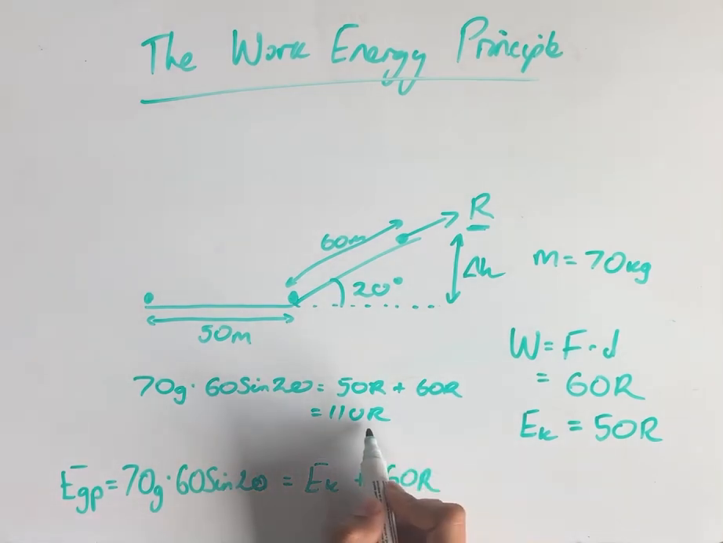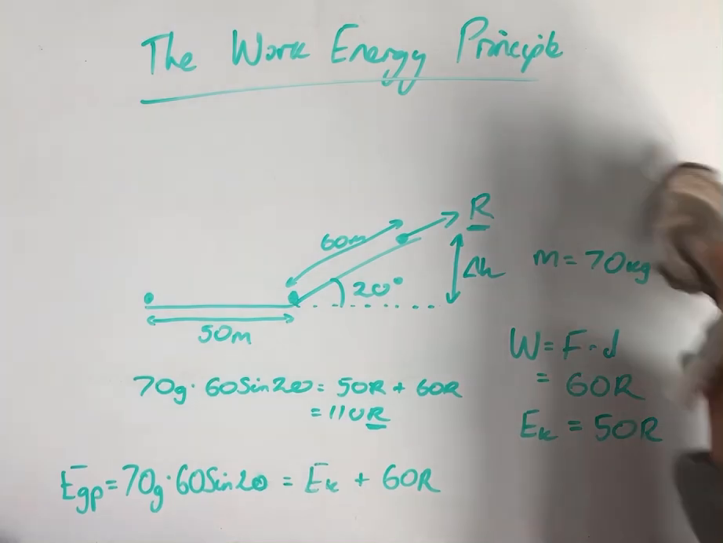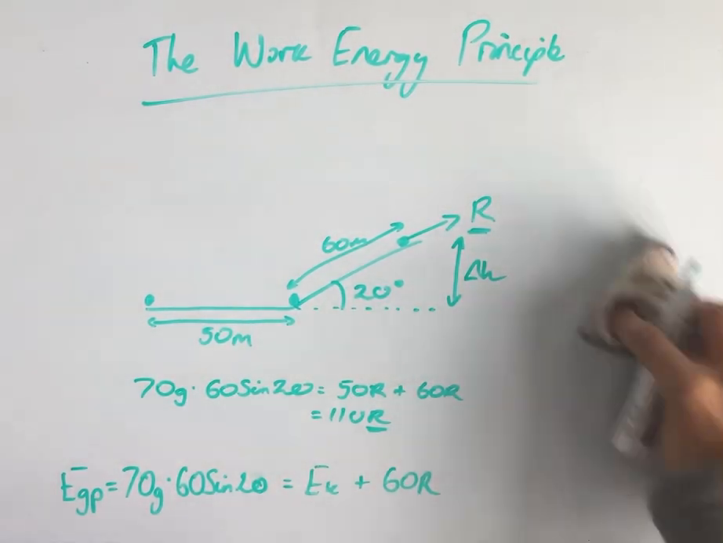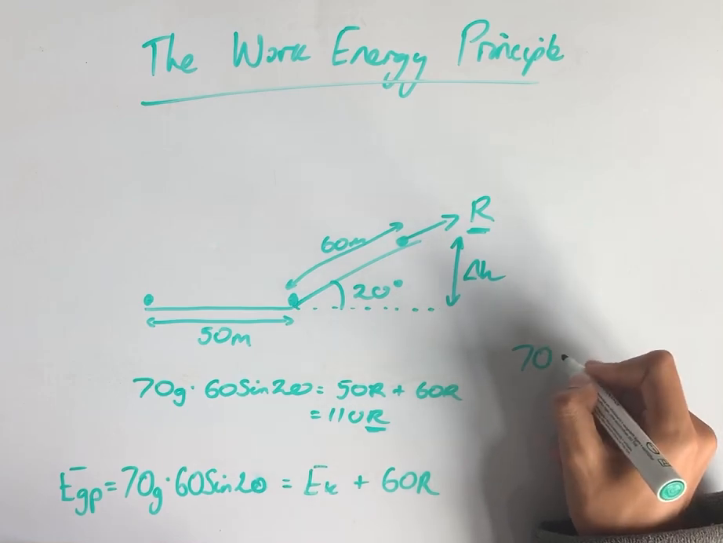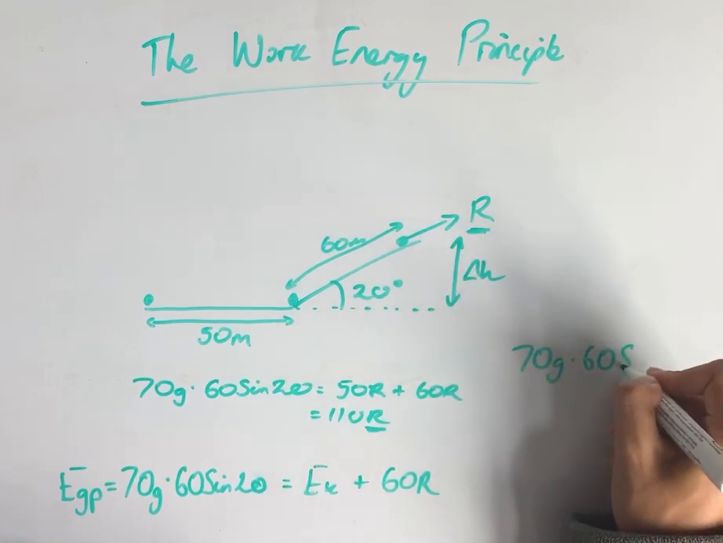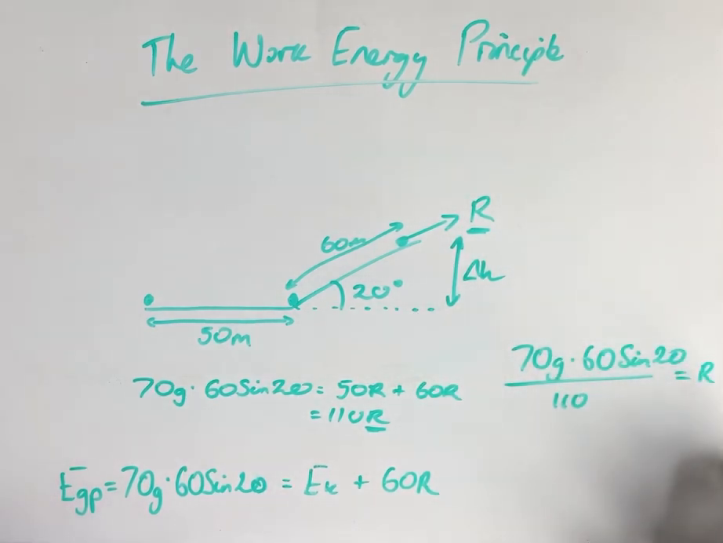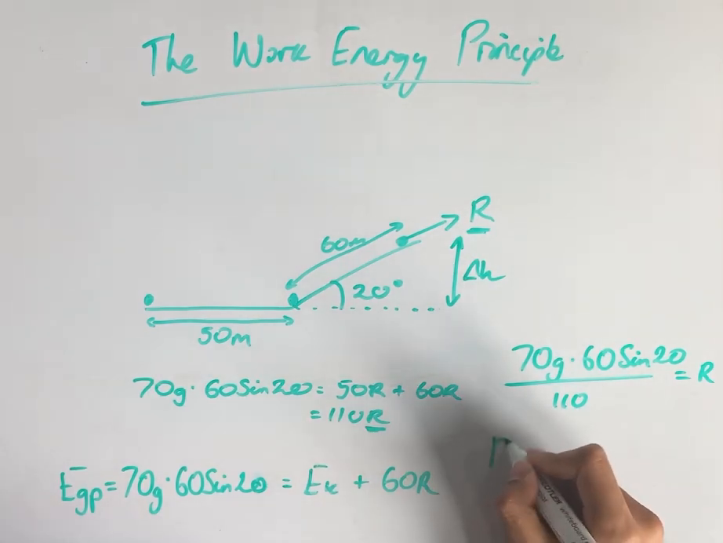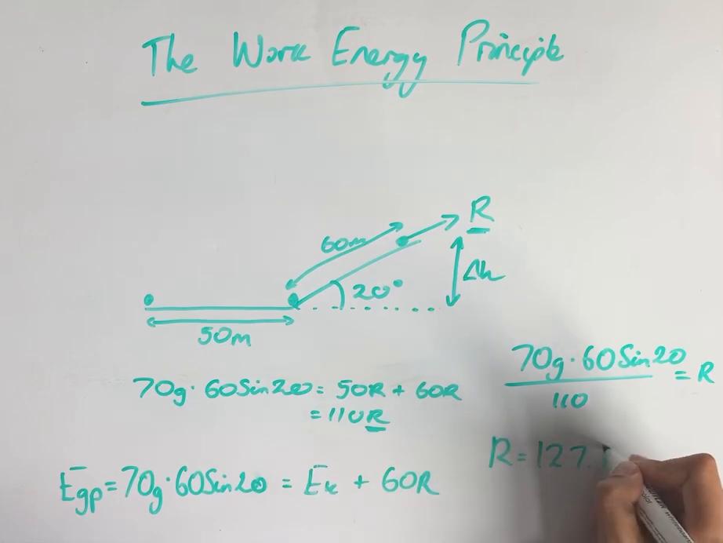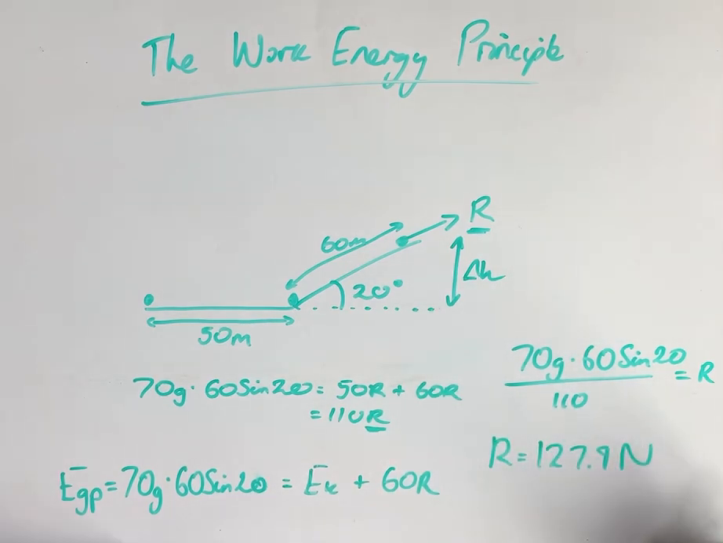Now, one final step to get R is we take this whole sum and divide by 110. So 70g multiplied by 60 sine 20, all divided by 110 equals R. And that gives us a value of approximately R equals 127.9 newtons. But looking at the significant figures given in the question, we round that up to 128 newtons. So there's an example of the work energy principle in action.